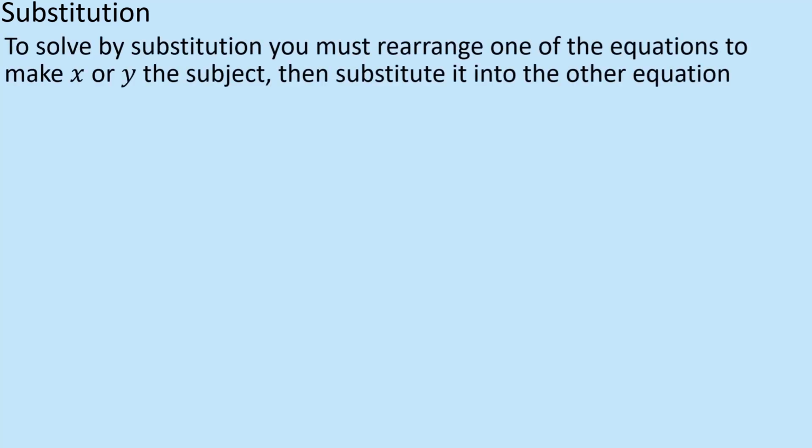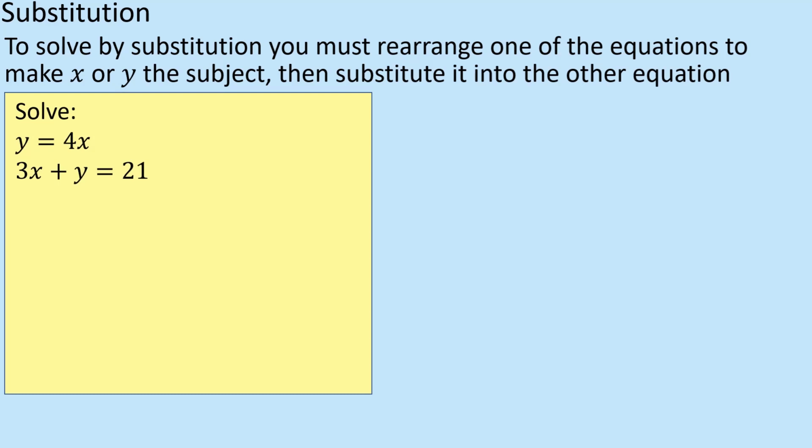When we're looking at substitution, we are still looking to solve two equations, but we're going to rearrange one of them and then substitute what we have for that rearrangement into the other one. Let's look at what that means. In this example, there's little work for me to do when it comes to rearrangement, because I've been told y is 4x.